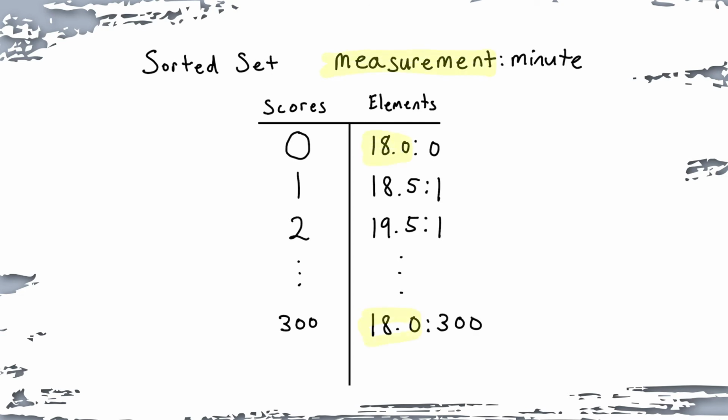So in the end, our sorted set looks something like this. Each sorted set contains all the values from a single metric for a given day. As you can see here, the scores represent each minute within the day. The elements of this set are strings containing a measurement plus a colon plus the minute number. This ensures that each set value is unique.